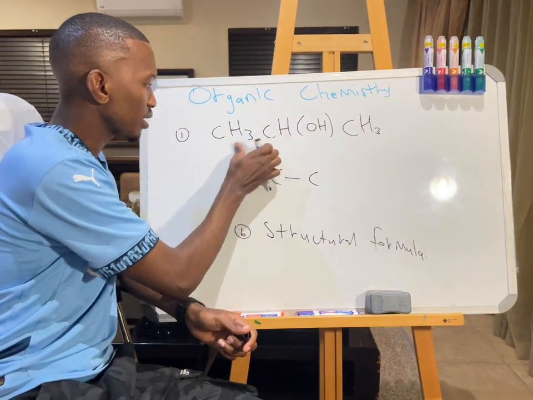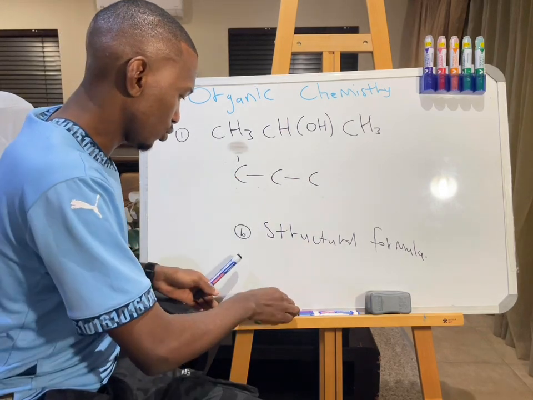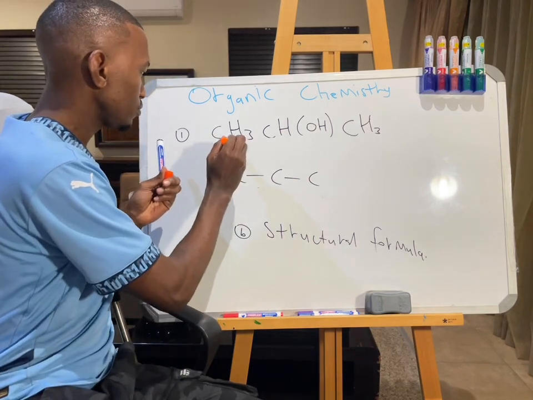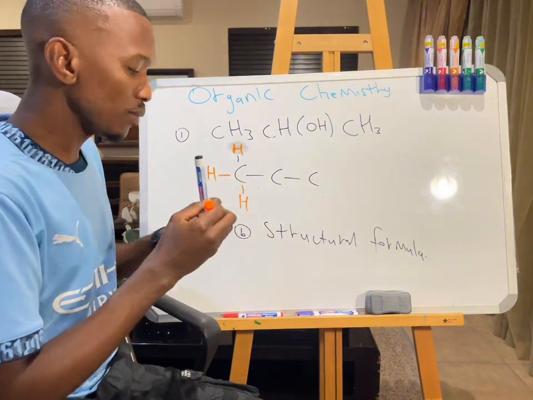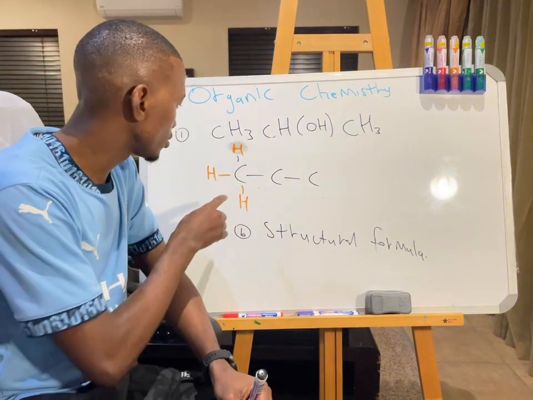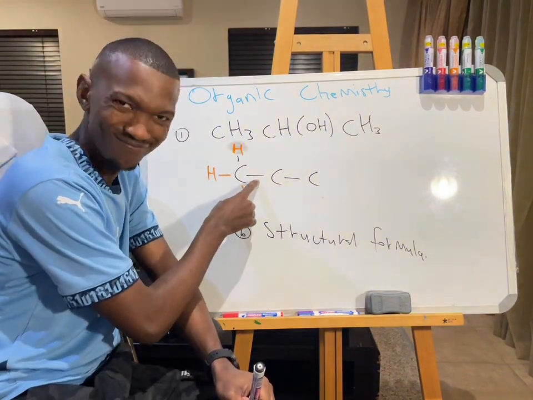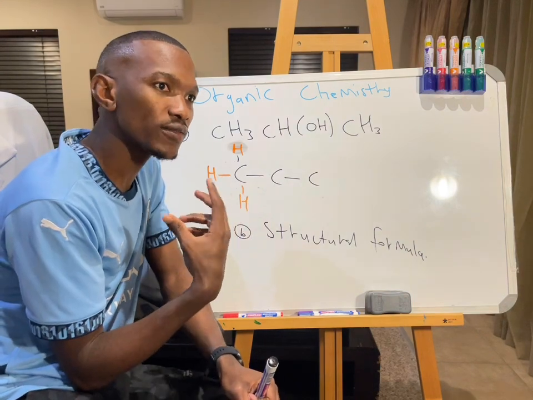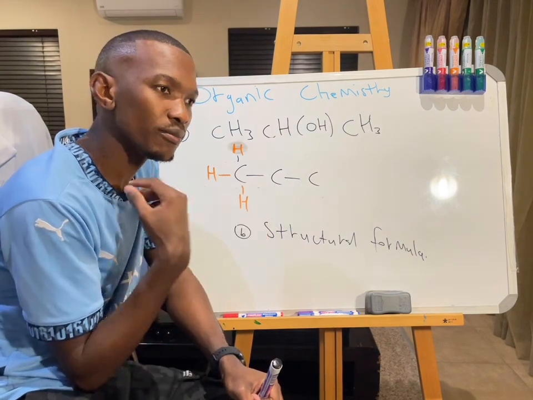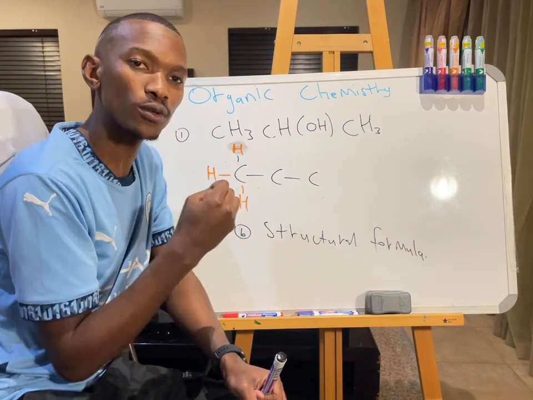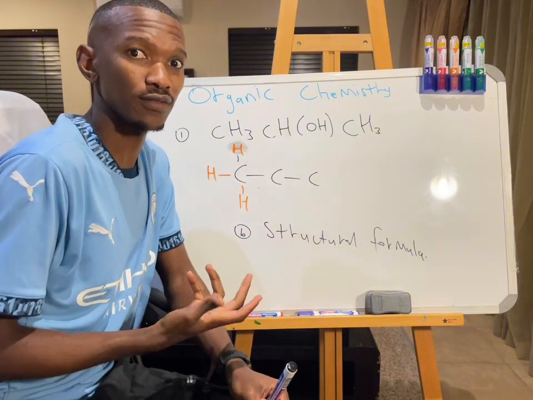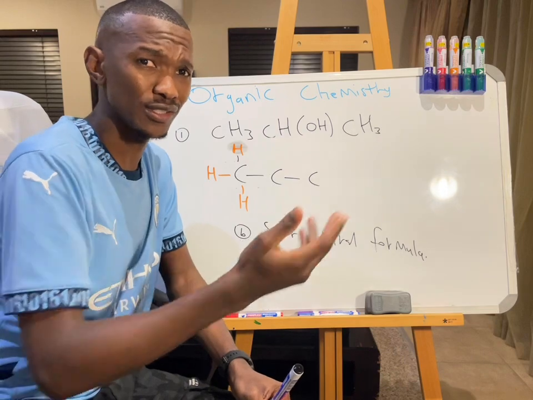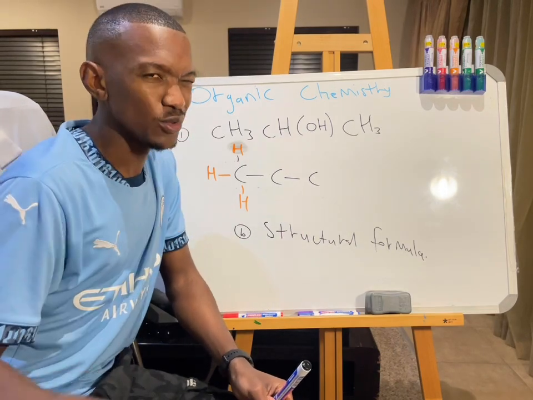Let me use a different marker, sorry. See, remember we said carbon must have how many bonds? 4 bonds. Look, 1, 2, 3, 4. And remember, carbon is one of the special atoms. It can make bonds with itself. There is something called catenation, the ability of carbon to form bonds with itself, like triple bonds and long chains as well, which we will come to.